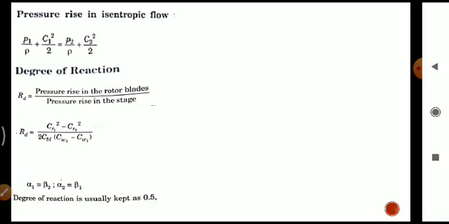Normally in many questions they give the degree of reaction as 0.5. That means alpha 1 is equal to beta 2 and alpha 2 is equal to beta 1. There are derivations for this. Normally they won't ask this derivation, so we'll be studying with the minimum topic.